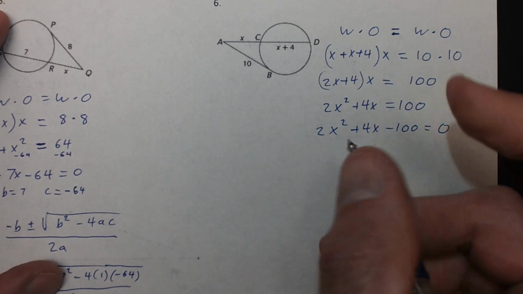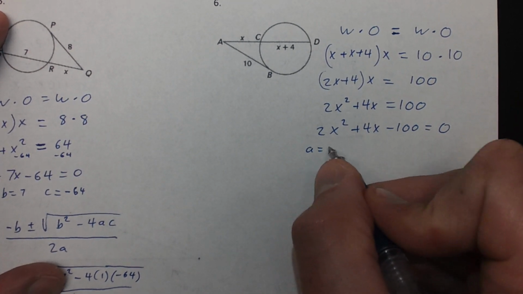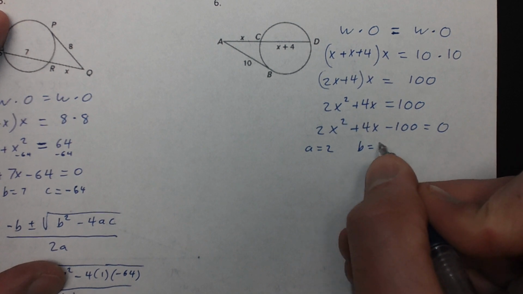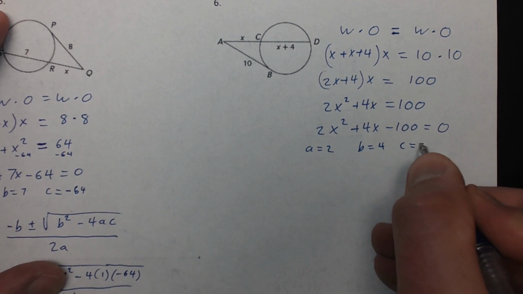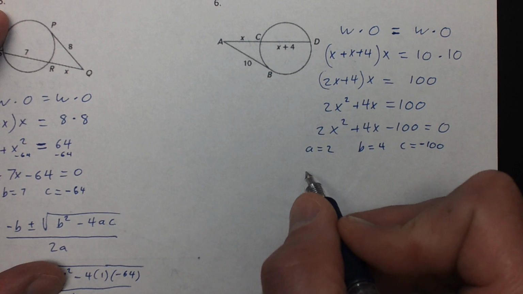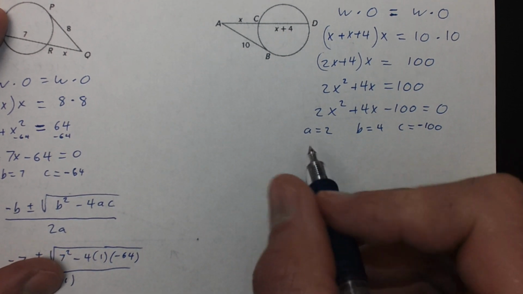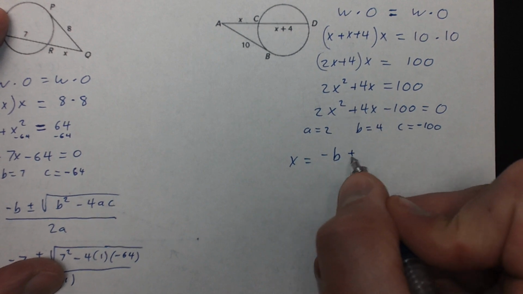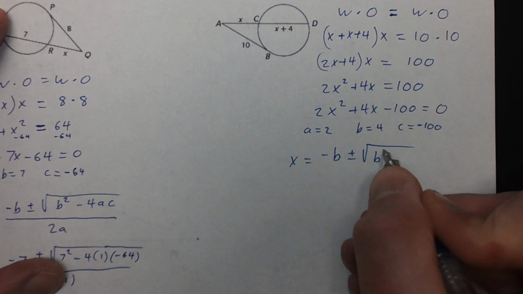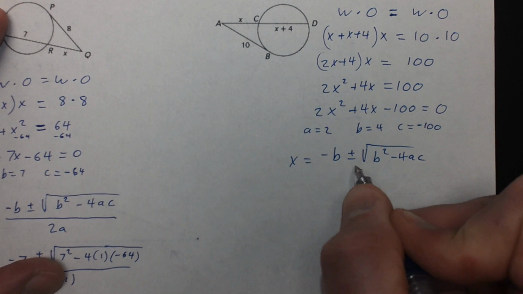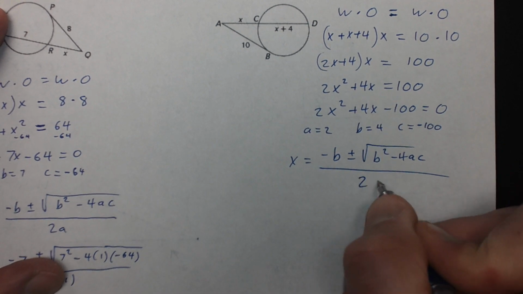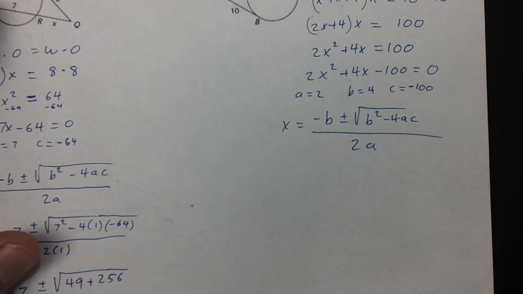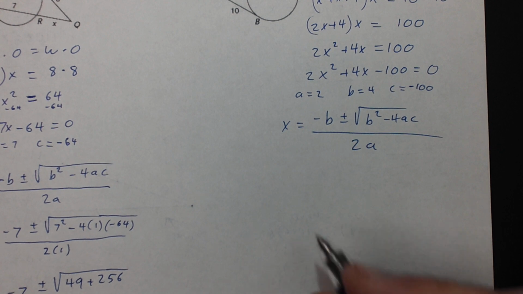And here we go again. I now have a is equal to 2 this time. B is equal to 4. C is equal to negative 100. So my quadratic formula, remember, is x would be negative b plus or minus the square root of b squared minus 4ac over 2a. Plug in what you know, which is everything.